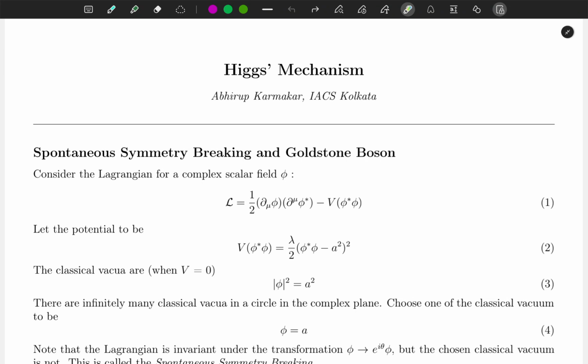Today I will discuss the Higgs mechanism. As you know, in 2012 we found the Higgs boson at the LHC, but the actual Higgs mechanism was proposed much earlier, in the 1960s and 70s, by Higgs, Englert and others.